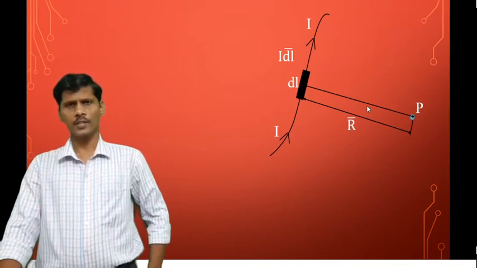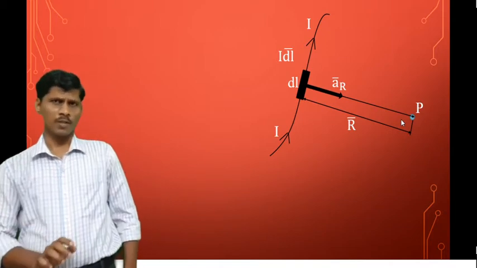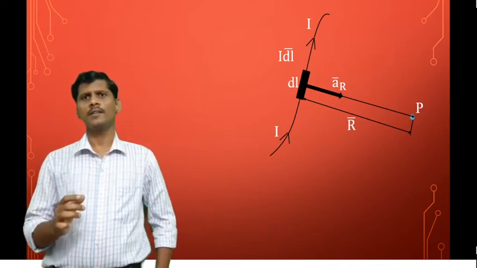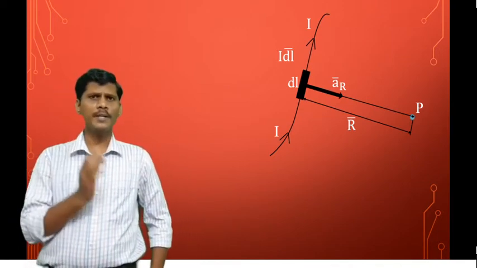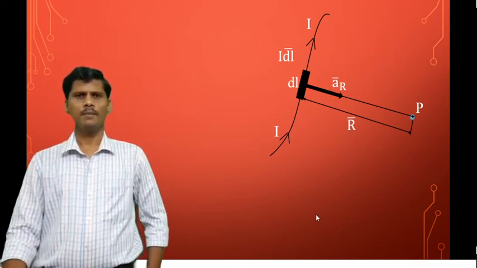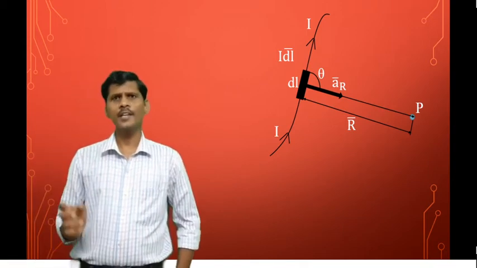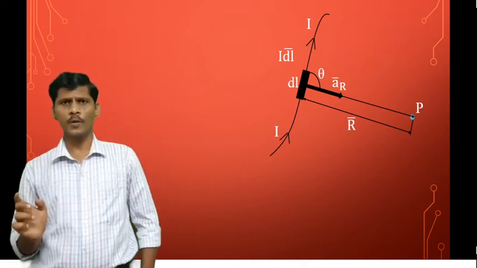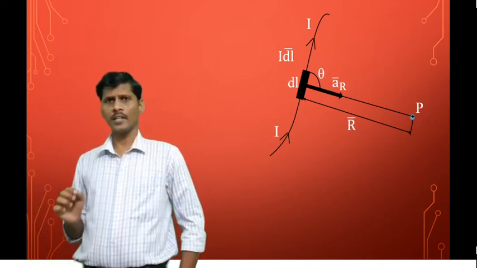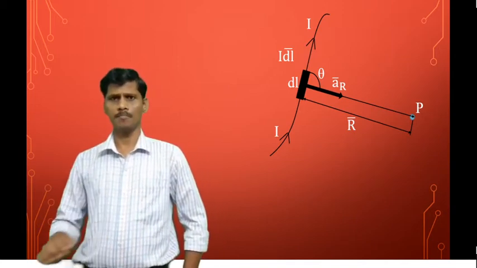Along the direction from the elementary length to point P, the unit vector is aR bar. The subscript R is the unit vector in the direction from the elementary length to point P. And theta is the angle between the elementary length and the line joining point P with the elementary length.